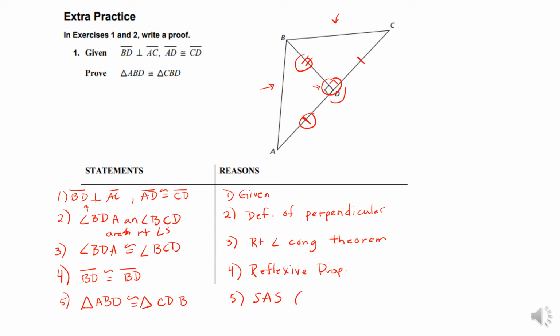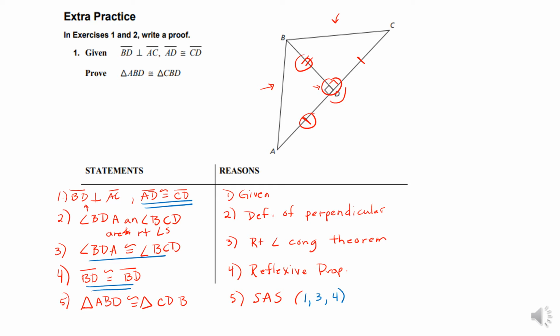Okay, so side, angle, side. My first side was proved right here. Let's put the colors in there so you can see that. My first side was proved there, so number 1. My first angle was proved in number 3. And my last side was proved in number 4. And so that's how you would finish your proof.